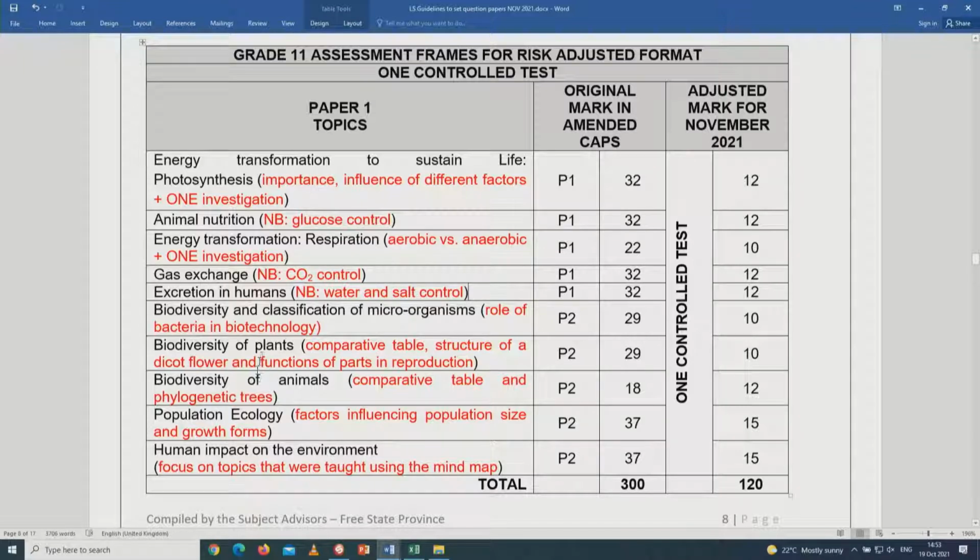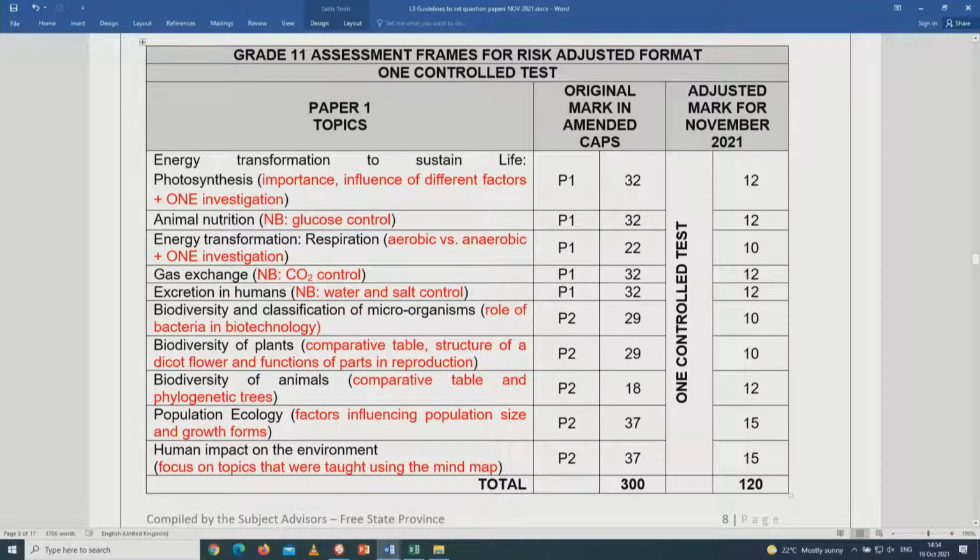Now paper 2, Biodiversity and Classification of Microorganisms, we thought it will be good if you assess the role of bacteria in biotechnology. Why? Because of the genetic part, the genetic engineering part in grade 12, where this becomes crucial.